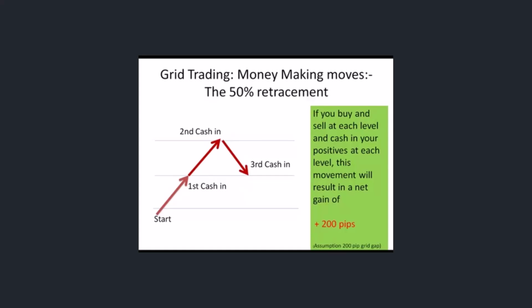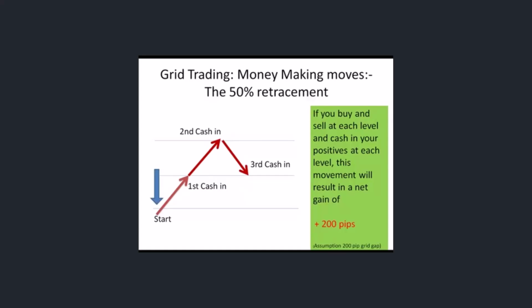Under this movement, the assumption is that it would then move back to the first level, not your start level, but the first level. And what would happen then is that you would cash that leg in. You would have a buy transaction here that is negative, and you would have a sell transaction here that is negative, and your sell transaction here would be breaking even. So you'd have 3 cash-ins, 1, 2, 3, and you'd have two negative transactions, and that would result in a positive gain of 200 pips.